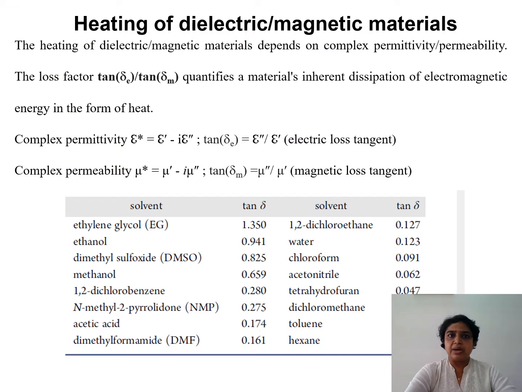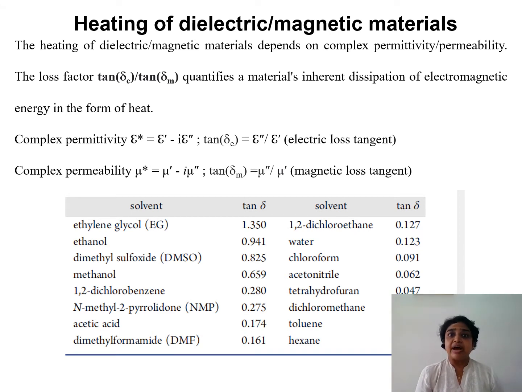Moving further, now I'll be coming to the heating. What is the origin of the heating of the materials due to the microwave? Here I'll be discussing different kinds of materials. So first I'll start with the dielectric or magnetic material. Heating of dielectric or magnetic material depends on the complex permittivity or permeability. The main factor is the loss factor, which is denoted by tan delta E or tan delta M. Basically, this loss factor quantifies a material's inherent dissipation of electromagnetic energy in the form of heat.